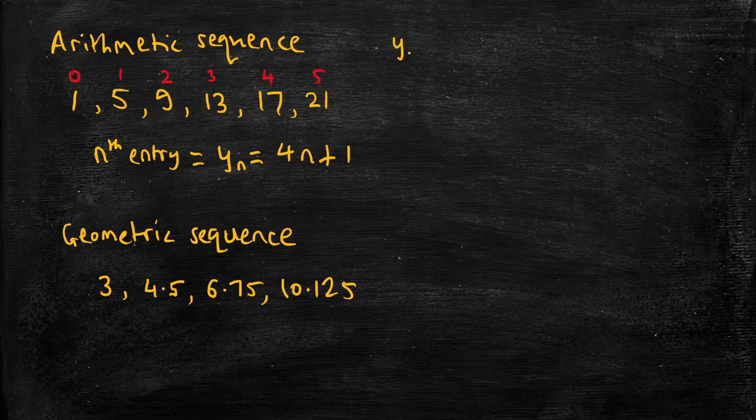So for example, y0 would be 4 times 0 plus 1 is 1. y1 would be 4 times 1 is 4, plus 1, which is 5. y2 is equal to 4 times 2, which is 8, plus 1, which is 9, and so on. So you can see that that formula is giving us the entries in the sequence. And we could keep going, and we can figure out the entry for any value of n. For example, y100 would be 4 times 100 plus 1, so 401.